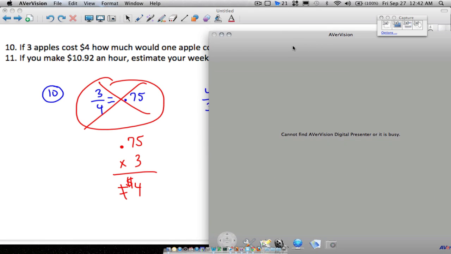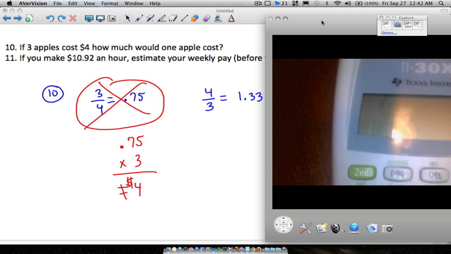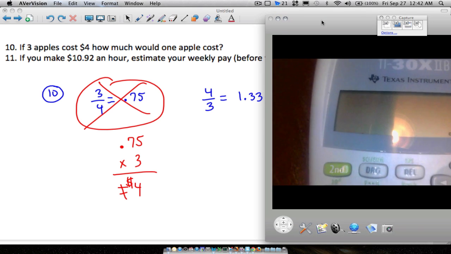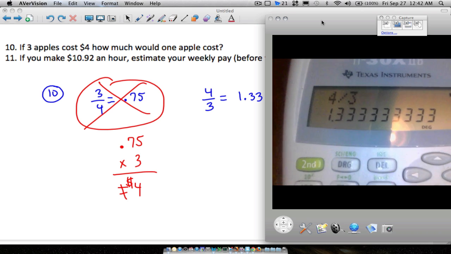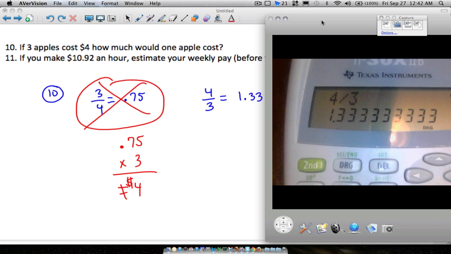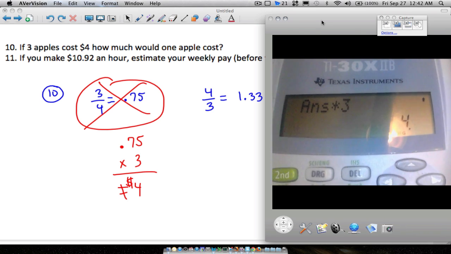Now unplug the calculator. Fantastic. So that 4 divided by 3, 1.3333, and so on, is the price of one apple. How many apples did we buy? We bought 3 of them. So let's multiply that by 3, since that's the cost of one times 3 apples. Bam, back to 4, just like that.